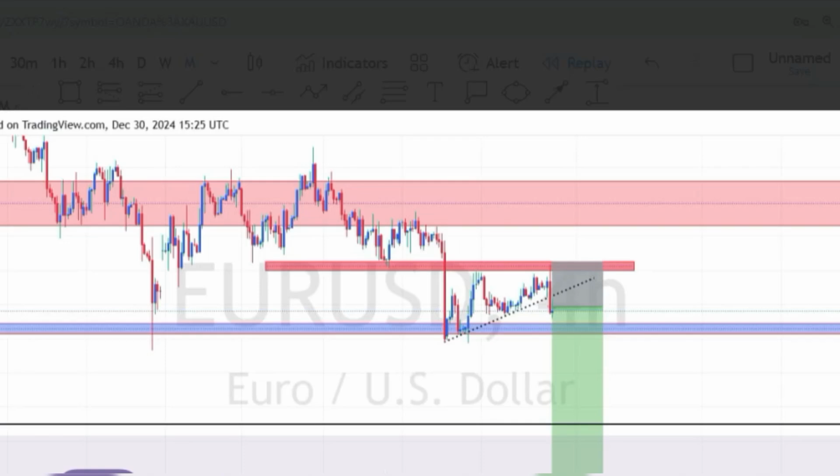I made about 160 pips on this trade with my community members, and I want to show you how I was able to do that with this simple strategy.